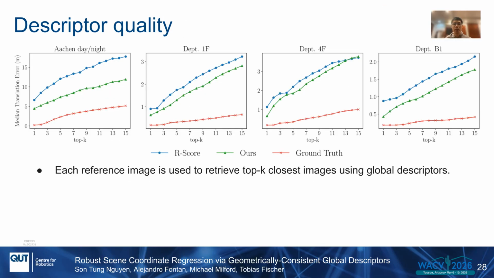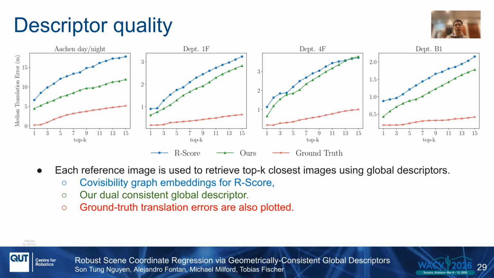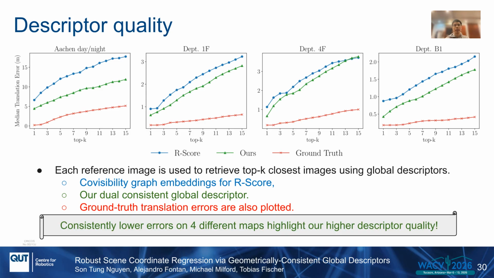Here we show our descriptor quality compared to the graph embeddings of the baseline. For each reference image, we find the top k closest images using the global descriptors and plot the median translation error. Here we plot the baseline results in blue, our results in green, and the ground truth results in red. On the y-axis, lower is better. We can see that our descriptors have consistently lower errors on all of the maps.